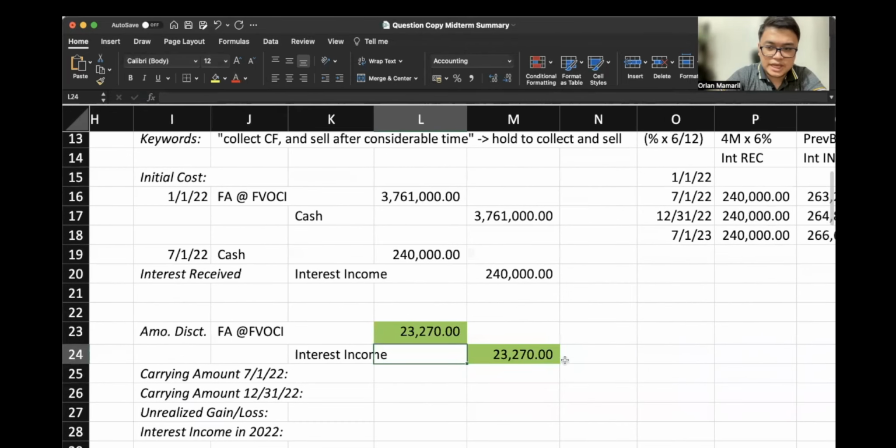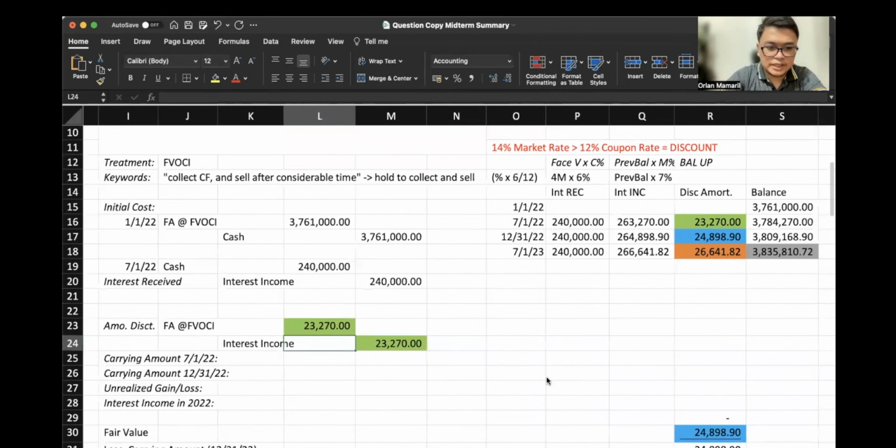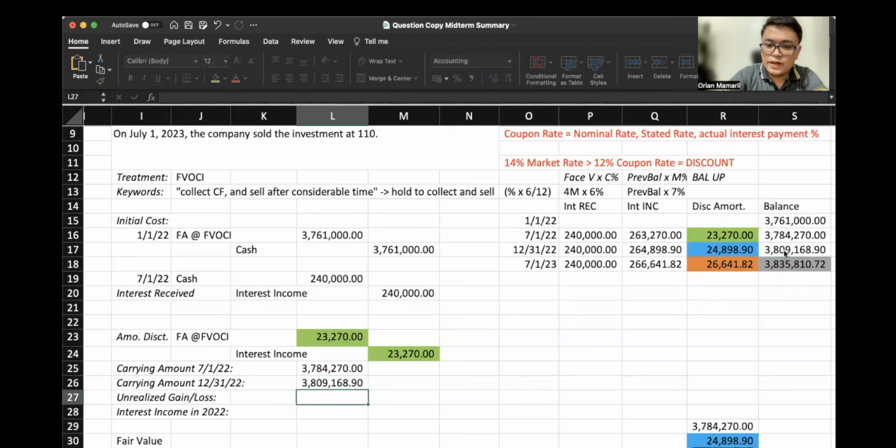All of these questions can be answered through the amortization table. So, let's zoom out a little bit. Our carrying amount on July 1, 2022 is 3,784,270. Our carrying amount on 12/31/2022 is 3,809,168.9. Our unrealized gain or loss, okay, we don't know that yet. But our interest income in 2022 would be our interest income in July and our interest income in December 31, 2022.